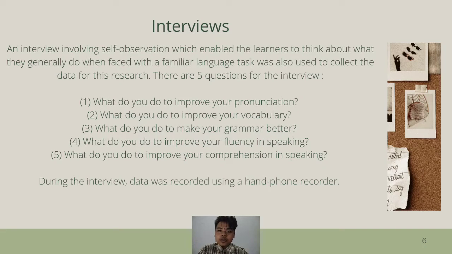The first one is, what do you do to improve your pronunciation. The second one is, what do you do to improve your vocabulary. The third one is, what do you do to make your grammar better. The fourth one is, what do you do to improve your fluency in speaking. The fifth one is, what do you do to improve your comprehension in speaking.